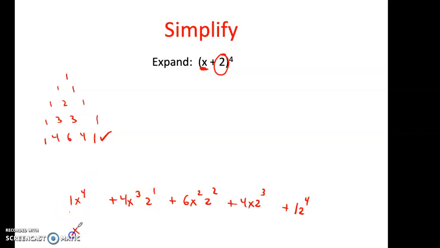So my final answer is going to be x to the 4th plus 2 times 4 is 8, x cubed plus 2 squared is 4, times 6 is 24. So we're just going to multiply the coefficients together. 8 times 4 is 32, x plus 2 to the 4th is 16. So that's your final answer.